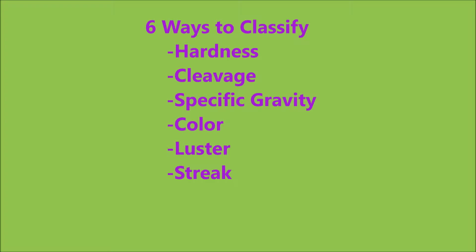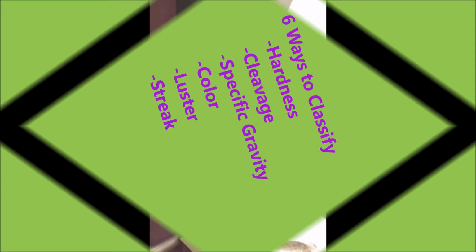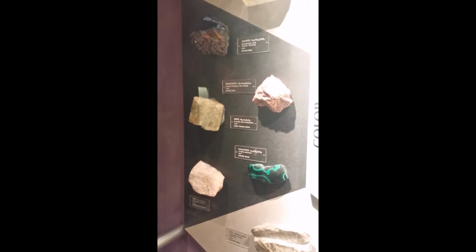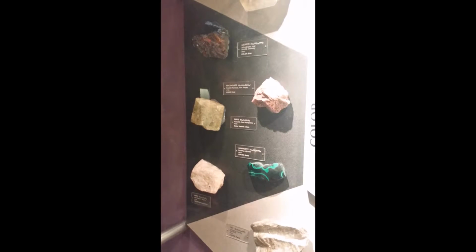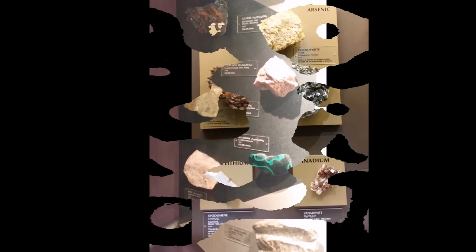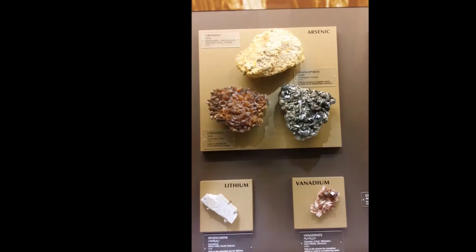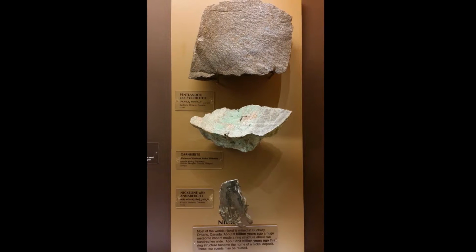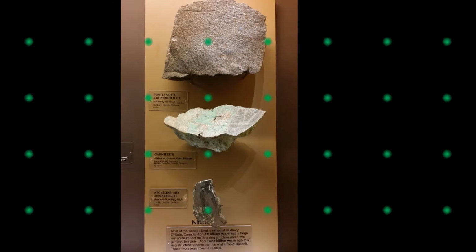There are 6 ways to classify each of these minerals, and that is by their hardness, their cleavage, specific gravity, color, luster, and their streak. Each one of these can be determined by what actually makes them up, like the different compositions. And when you look at the different minerals at the museum, they have their chemical composition with them, under their name. And you can actually see in the ones that contain sulfur that they have some sort of yellowish tint to them, because sulfur in its solid state is yellow.